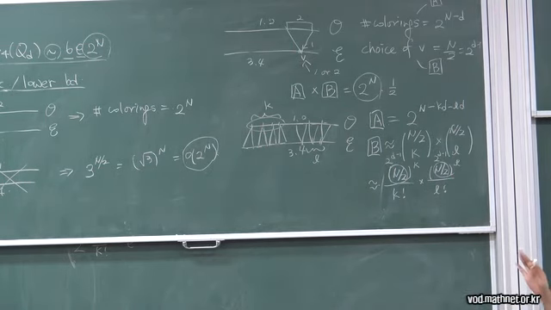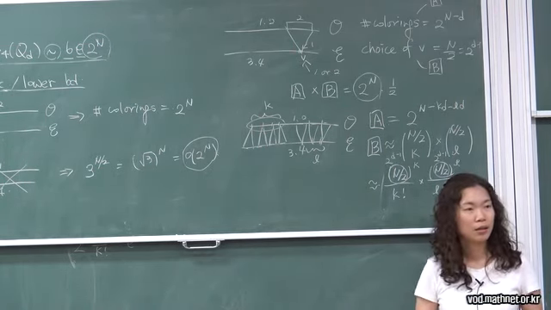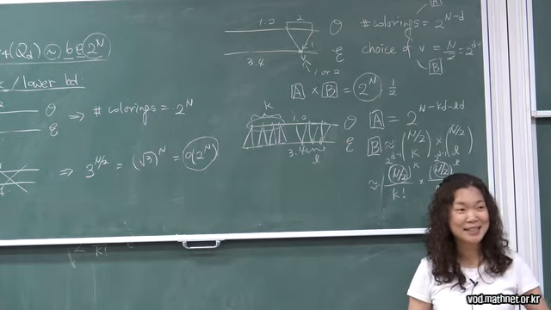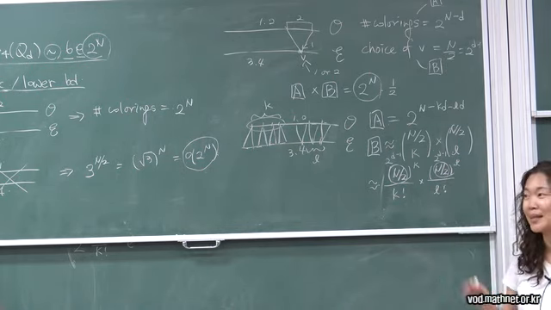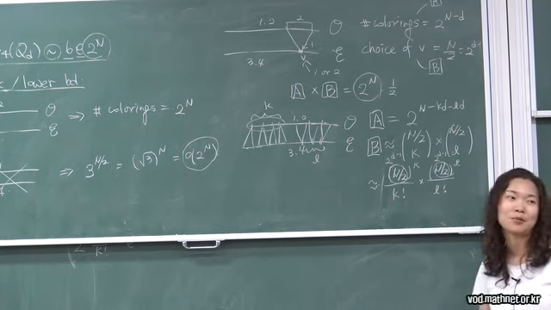Does this make sense? So is this how they came up with the conjecture? Yes, exactly. So they conjectured that all the not so special colorings are negligible.